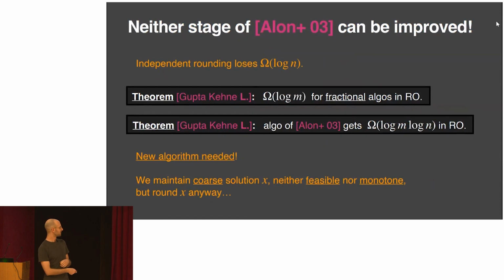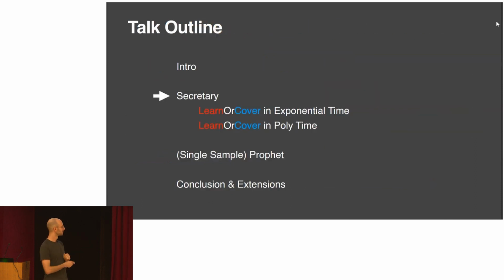One way to think of our result is that we are maintaining a solution to the LP, but it's a core solution in that it's neither really feasible nor monotone, and yet can be rounded over time to give the guarantees that I'm claiming. This might seem somewhat mysterious, and I hope that it will be clear in a few slides. Any questions thus far? Great. Let's jump into our algorithm.